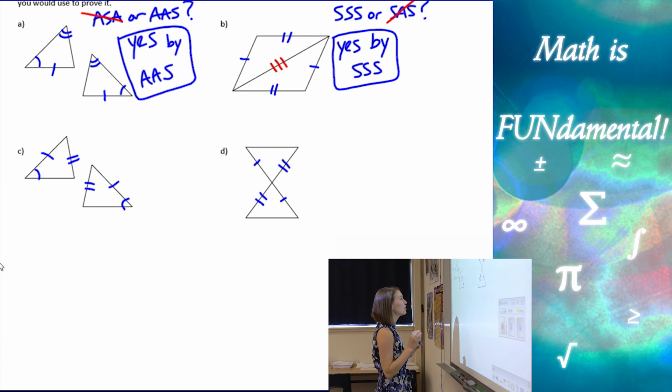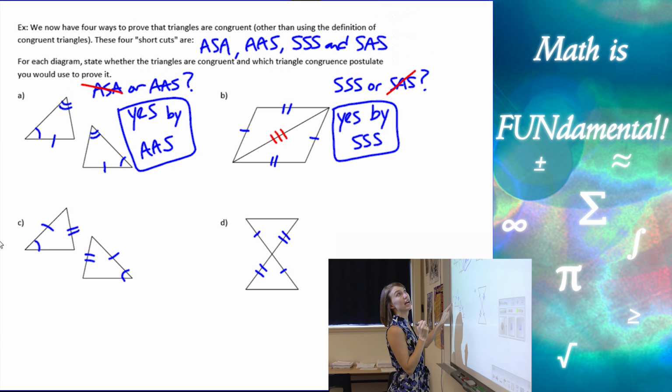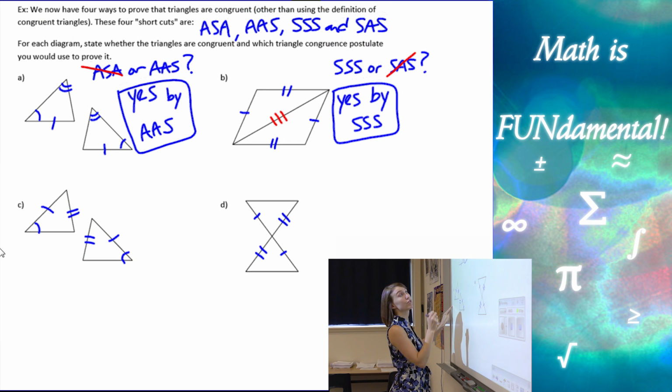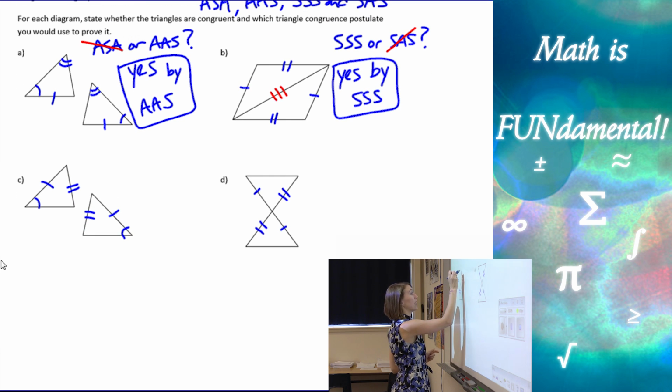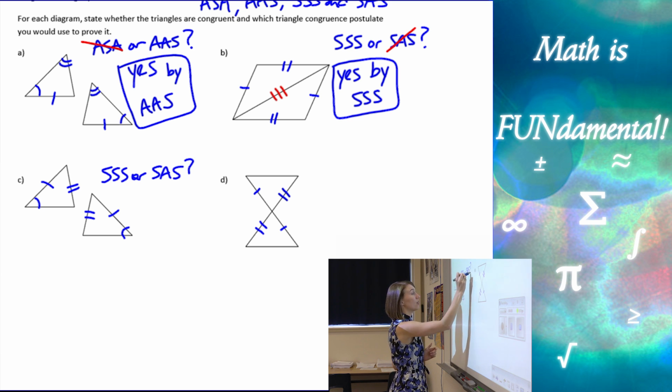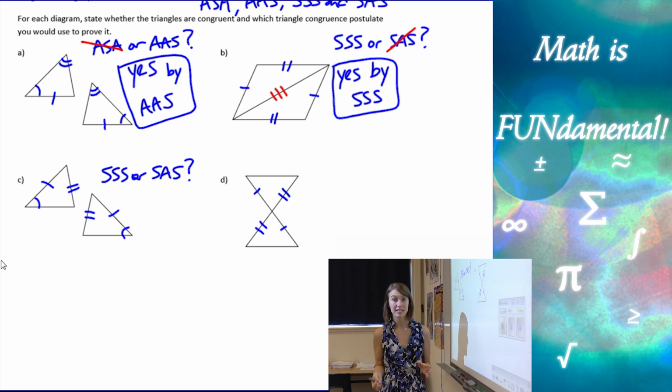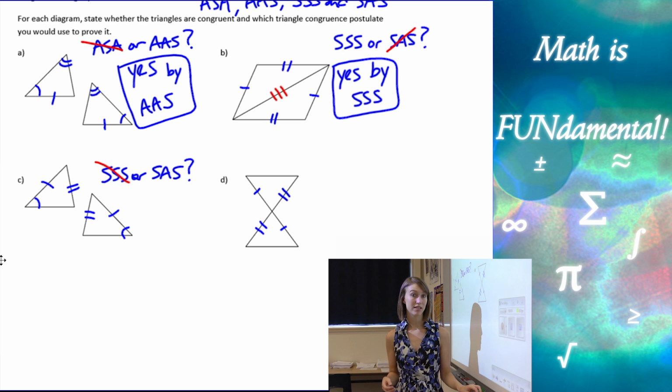All right, let's look at C. So again, I have two sets of sides and one set of angles. So is it, well, let's look. I have side, side, side, or side, angle, side. Well, I have two sets of sides and one angle, so that means side, side, side is out because I have an angle, but is it side, angle, side?